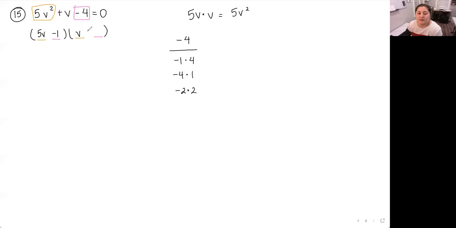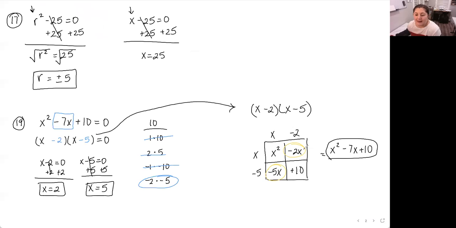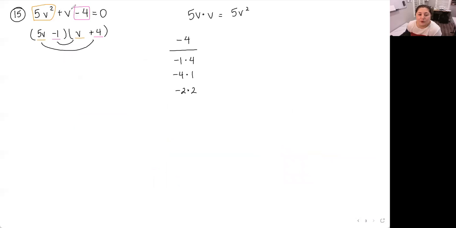So when I choose, let's say, -1 and +4, I'm going to multiply the two inner pieces and the two outer pieces. When I'm looking at my box, those are the only two pieces that are really important for me, because I know x times x is going to be x squared, and I know that -5 and -2 are going to be +10. So I know those are going to be correct, but I don't know whether they're going to give me this. So let's take a look. -1 times v is -1v, and 5 times 4 is 20v.